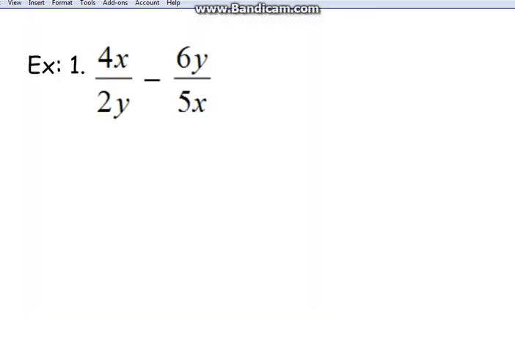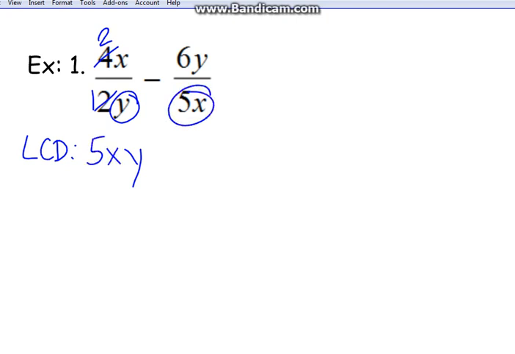Let's take a look. First step, I want to see if I can reduce. So 4x over 2y, they both have a common factor of 2. Now I have 2x over y and 5x. So I look at my LCD. I need to have this y here, but I also need to have a 5x. So just multiply and put them together.